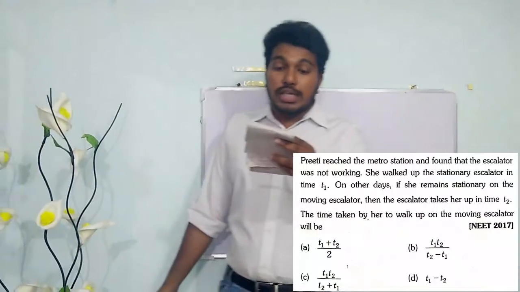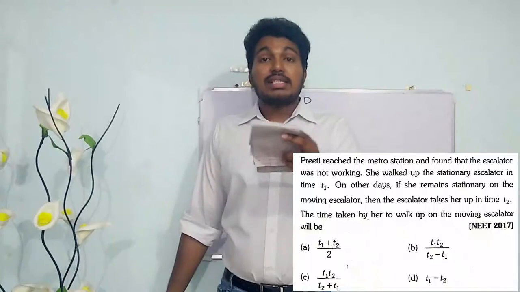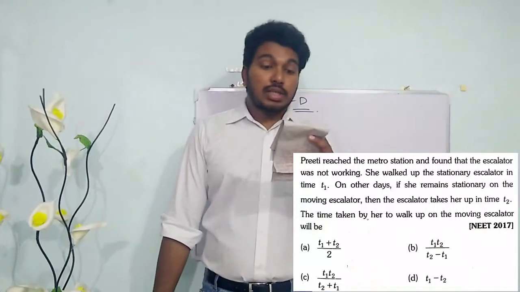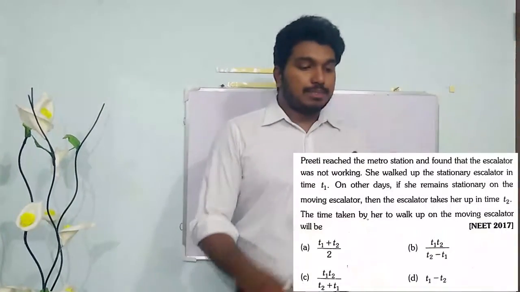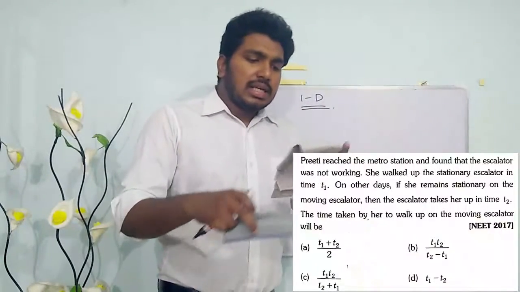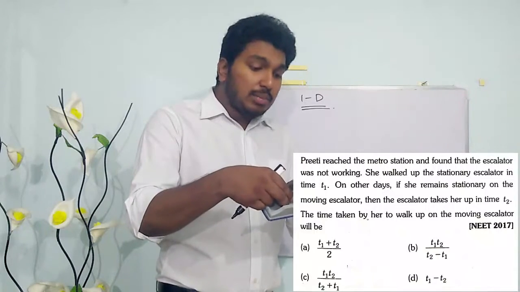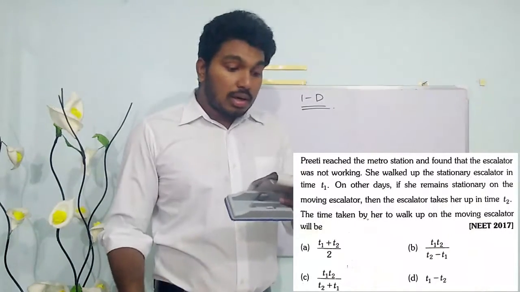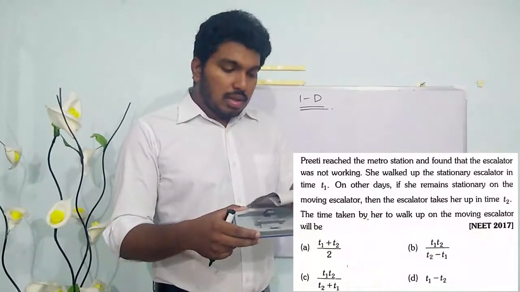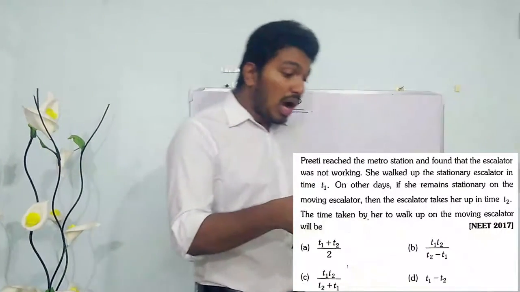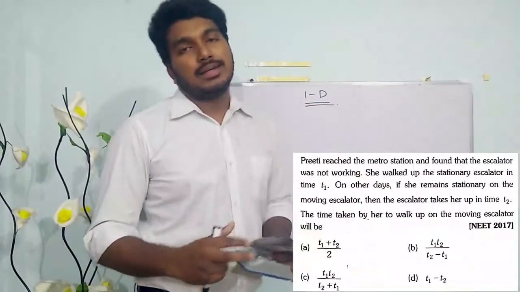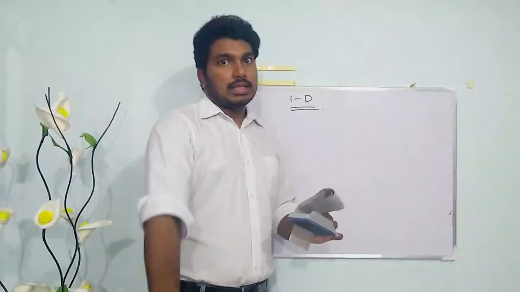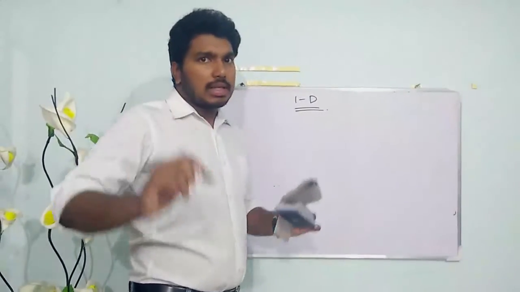Question number 4. Preeti reached the metro station and found that the escalator was not moving. She walked up the stationary escalator in time t1. On other days, if she remains stationary on the moving escalator, then the escalator takes her up in a time t2. The time taken by her to walk up the moving escalator will be? So 3 situations are given to you, right? And there is an escalator also. Let's see what is happening.